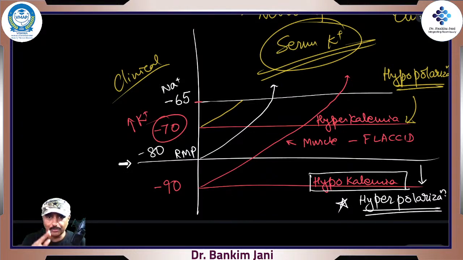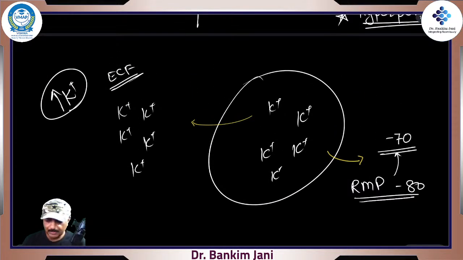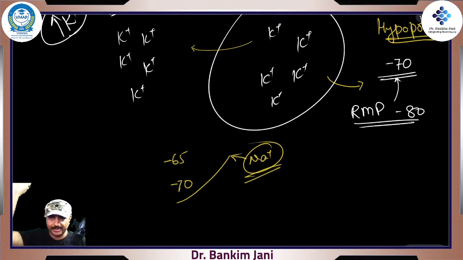Now we go back to our original point. One thing is clear: it is in a hypopolarized state, when the RMP has been raised from -80 to -70. Now, because we are at -70 and -65 is to be triggered, that's the time when the sodium should really kick in. Sodium channels and then the fire.